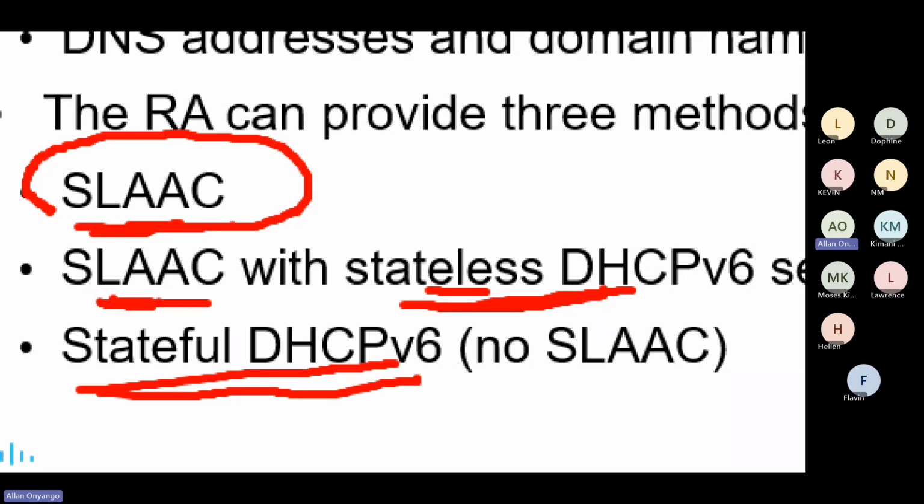The second one is SLAAC with a stateless DHCP server. They still look for something by themselves, but the remaining things they get from a stateless DHCP server. That server is stateless. It's like a parent who is salaryless, doing many jobs. The last one is stateful. This is the parent from a rich family, these are rich parents. Then they have a stateful server together.